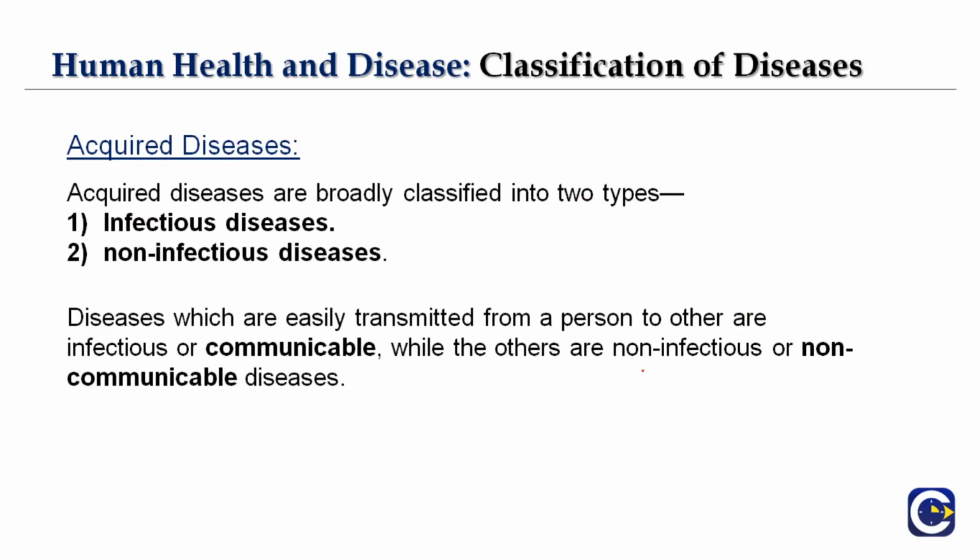Here we are going deep into acquired diseases. Acquired diseases are classified into two types: one is infectious and the other is non-infectious. In the last part, where I explained the factors which contribute to acquired diseases, I said infections. What are the other things that I said?